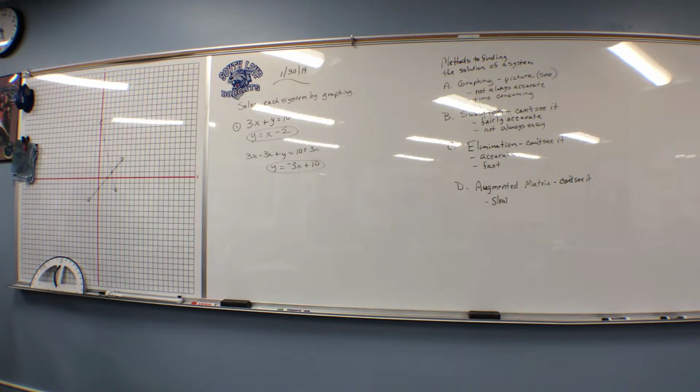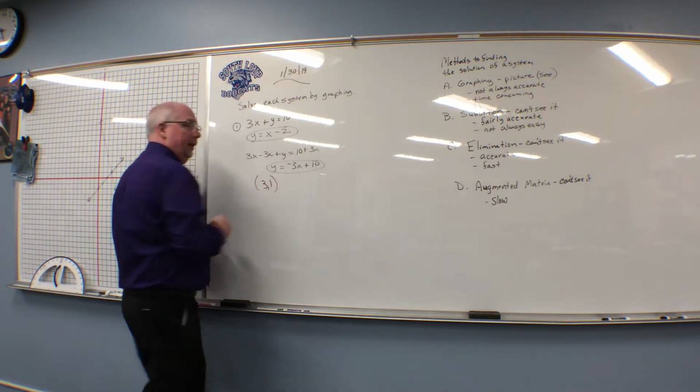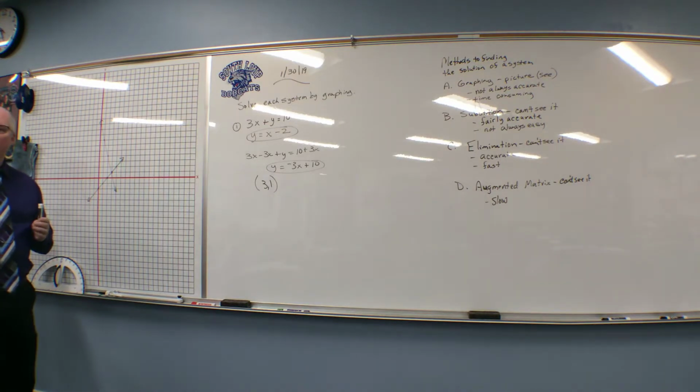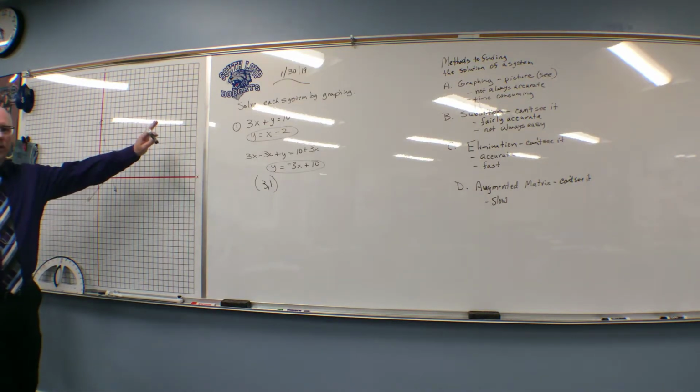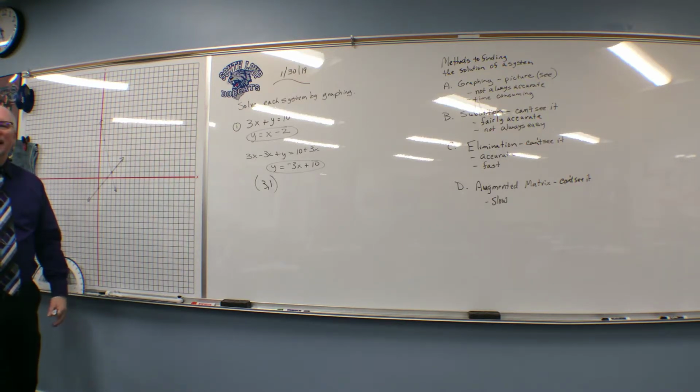It says solve each system by graphing. My answer is, intersecting? No, that's the 3, 1. My answer is 3, 1, okay? It intersects at 3, 1. Now, what kind of system? This is not part of the question, but you're gonna have this question, so I want to begin to answer it. What kind of system is it?